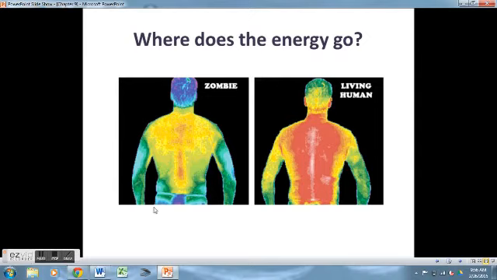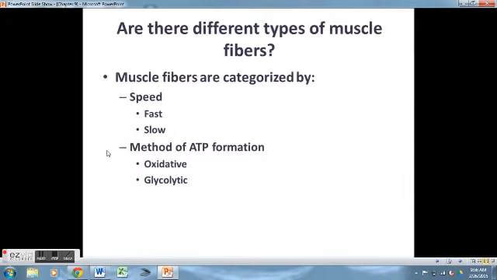released as heat. Now, here's a zombie, obviously no heat signature because it is The Walking Dead. Whereas a living human being, say you've done like some pull downs or bicep curls, you see those muscles have gotten very, very hot because they're releasing a lot of heat from these different processes.